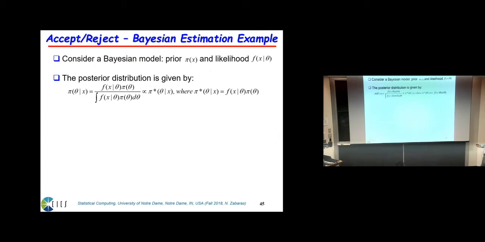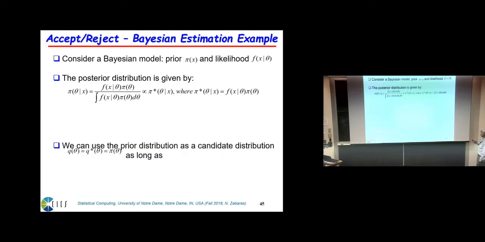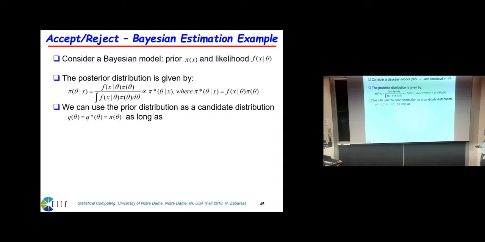Let me tell you something on how this accept-reject will work for Bayesian problems. So let's say you're really interested in exploring and taking samples from the posterior. So the posterior is the prior pi of theta times the likelihood. So the unnormalized posterior is this, likelihood times the prior. The obvious thing to do is to take as proposal distribution the prior, okay?